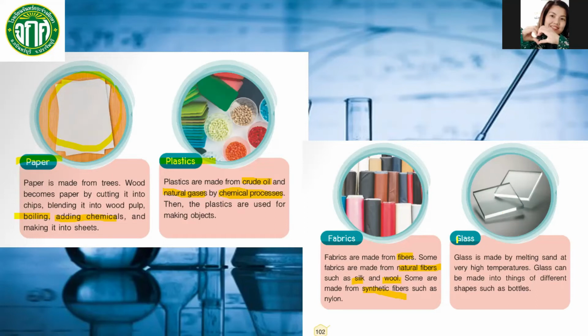Right. Next is glass. So glass is made by melting sand at very high temperatures. Glass can be made into things of different shapes, such as bottles. So glass is made out of sand, which is melted at a very high temperature. The result is glass, and it can come in different shapes.